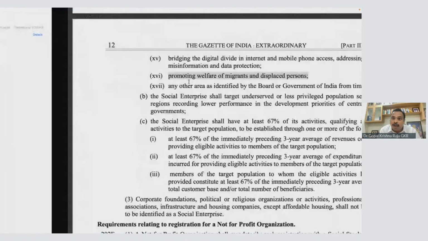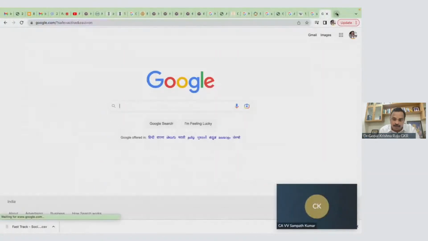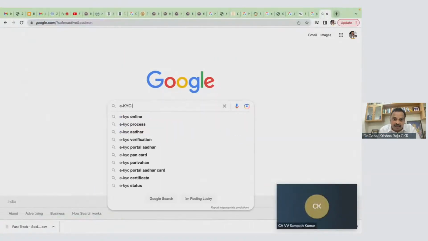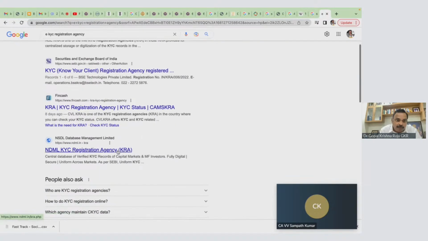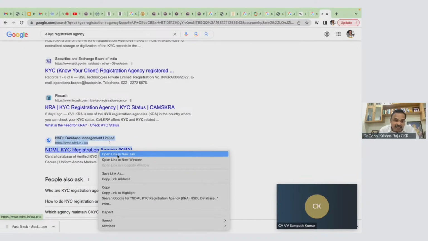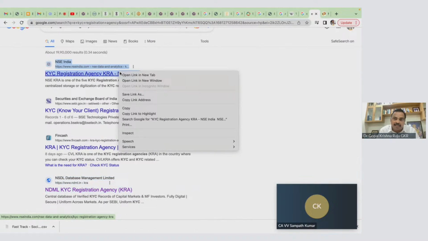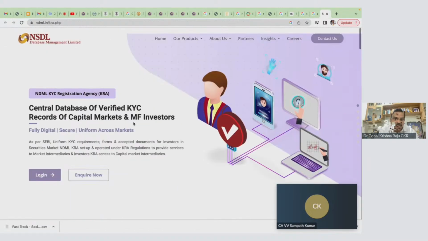You have an eKYC registry. Please look at this. It is called the eKYC registry. Look at the eKYC registration agent. This is your eKYC registry. So KYC registration agency, NSDL. So this is a KYC registry, a central database of verified KYC records of capital markets. So this is the capital market KYC registration agency, KRA, coming under NDML. What is NDML? NSDL Database Management Limited. So it is an agency.